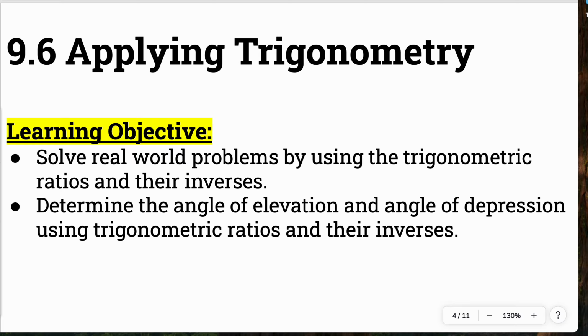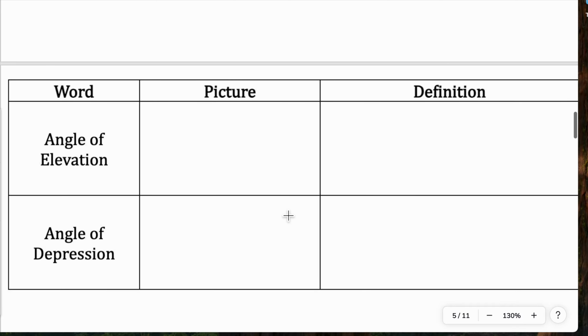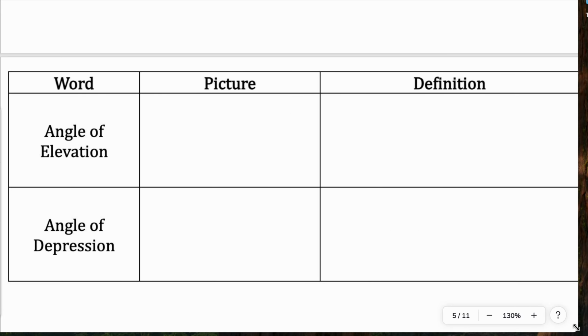Today we are looking at lesson 9.6, which is applying trigonometry. So being able to still use those trigonometric ratios, but also talk about two things called angle of elevation and angle of depression. So let's go ahead and get started with those two as our vocabulary words.